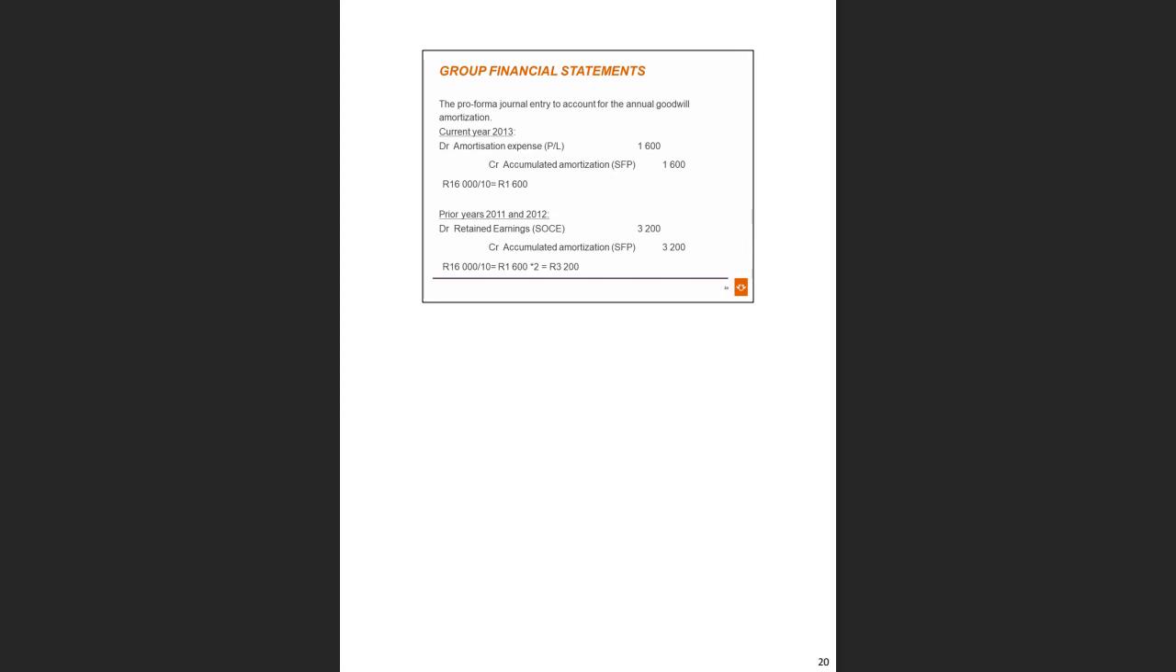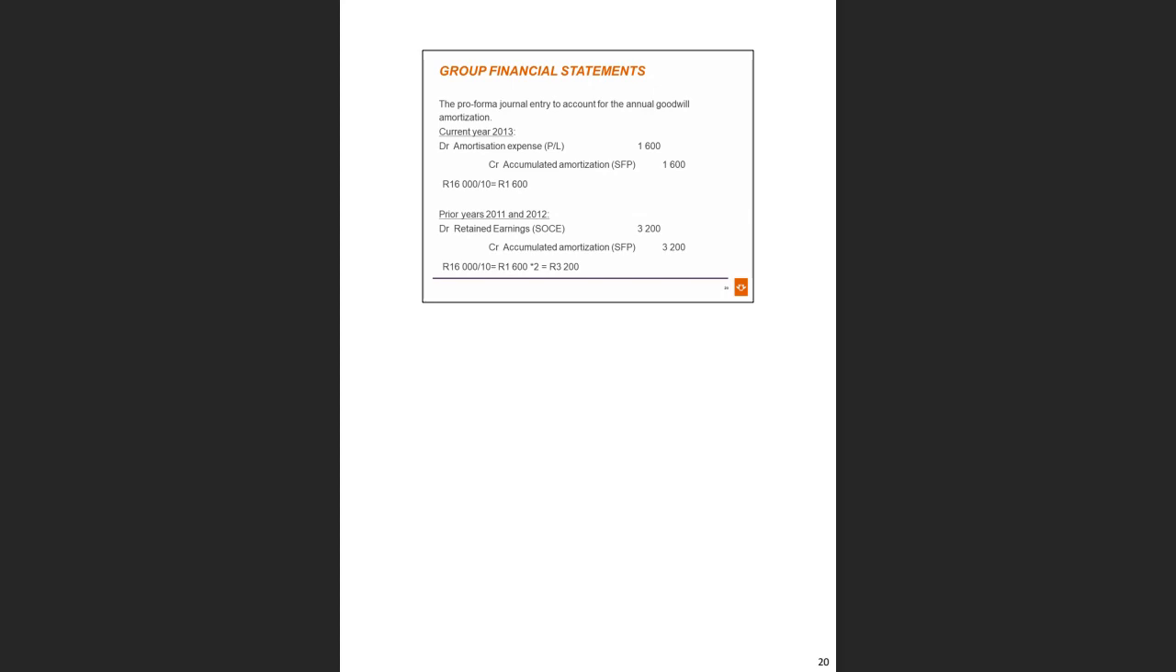So now we need to determine what our journal entries for goodwill are. For the current year, we're going to debit amortization expense, and you know this is in your profit and loss statement, and you're going to credit accumulated amortization. And you know this accumulated amortization is in your statement of financial position. So this is the journal entry to amortize goodwill during the current year.